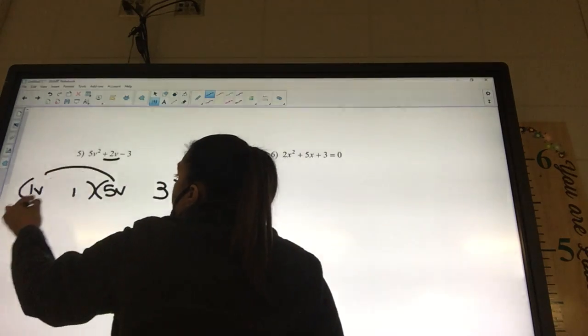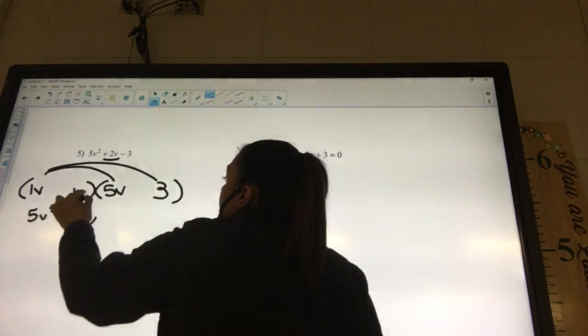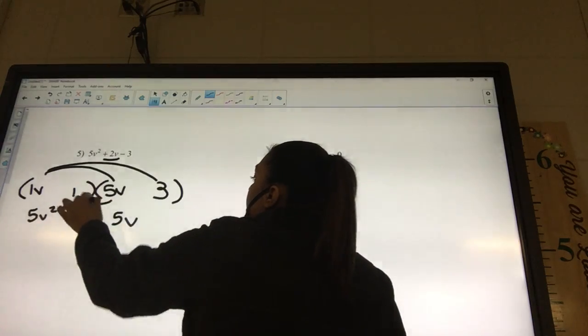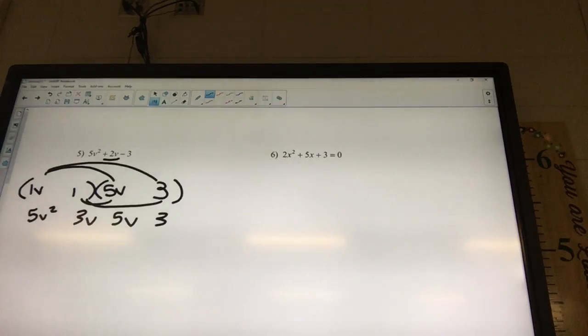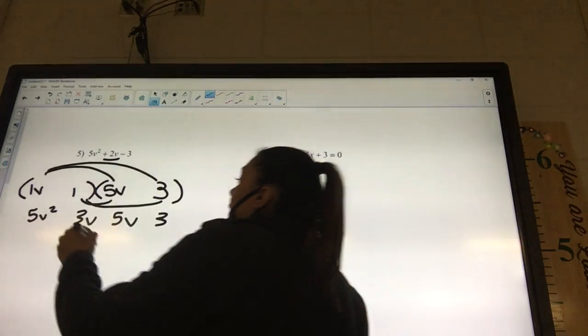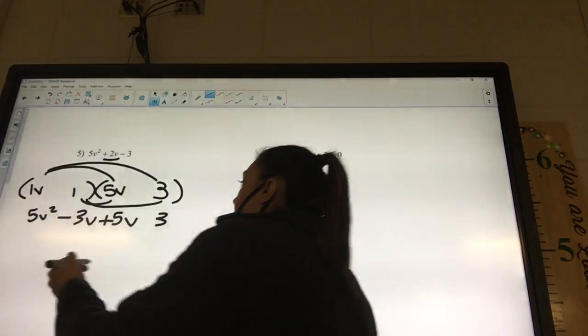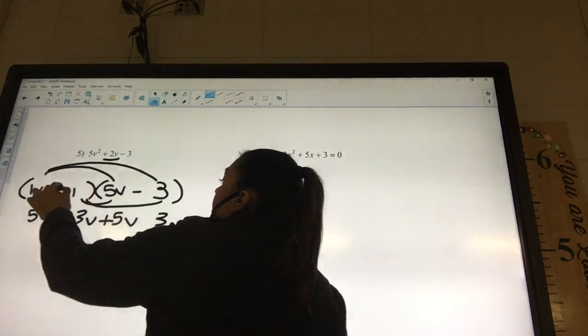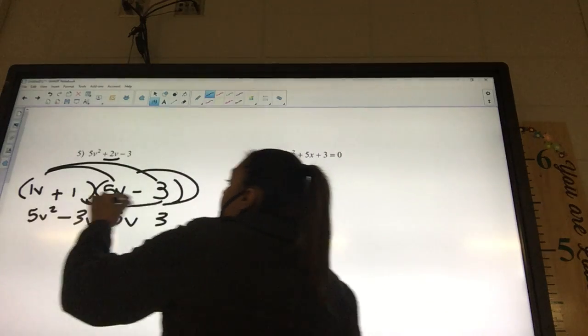Okay, we multiply the first, the outer, the inner, and then the last. How could I get a positive 2? Minus plus. And then you fill that in as plus minus. Good job, Bill. And then that's it. Thank you, Reese.